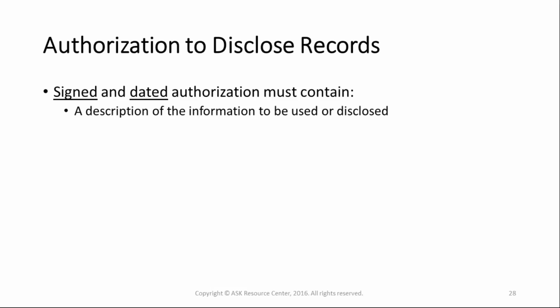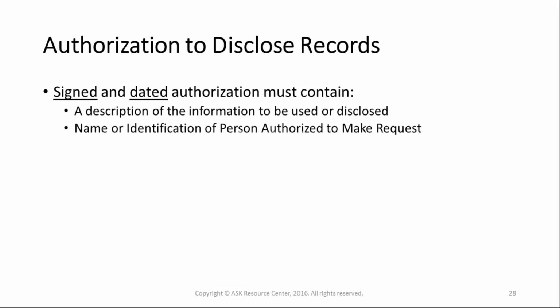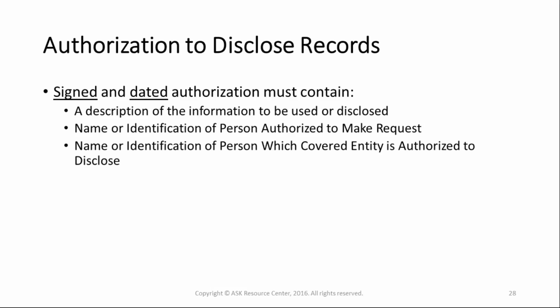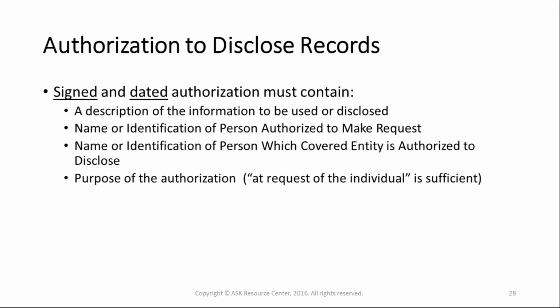And it must contain a description of the information to be used or disclosed, the name or identification of a person authorized to make the request, the name or identification of a person which covered entity is authorized to disclose, and the purpose of the authorization. And you can just say at the request of the individual. That's enough. You don't have to lay out the whole purpose.